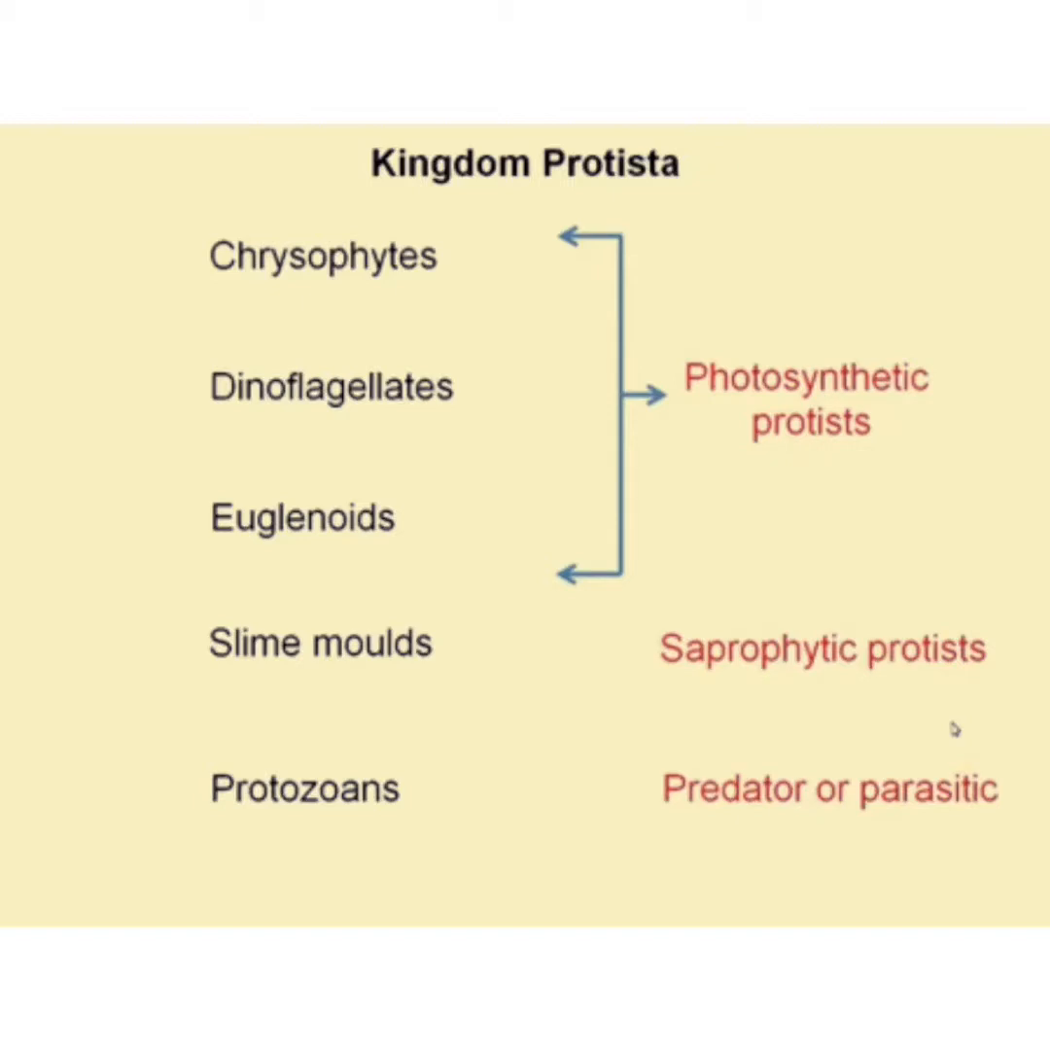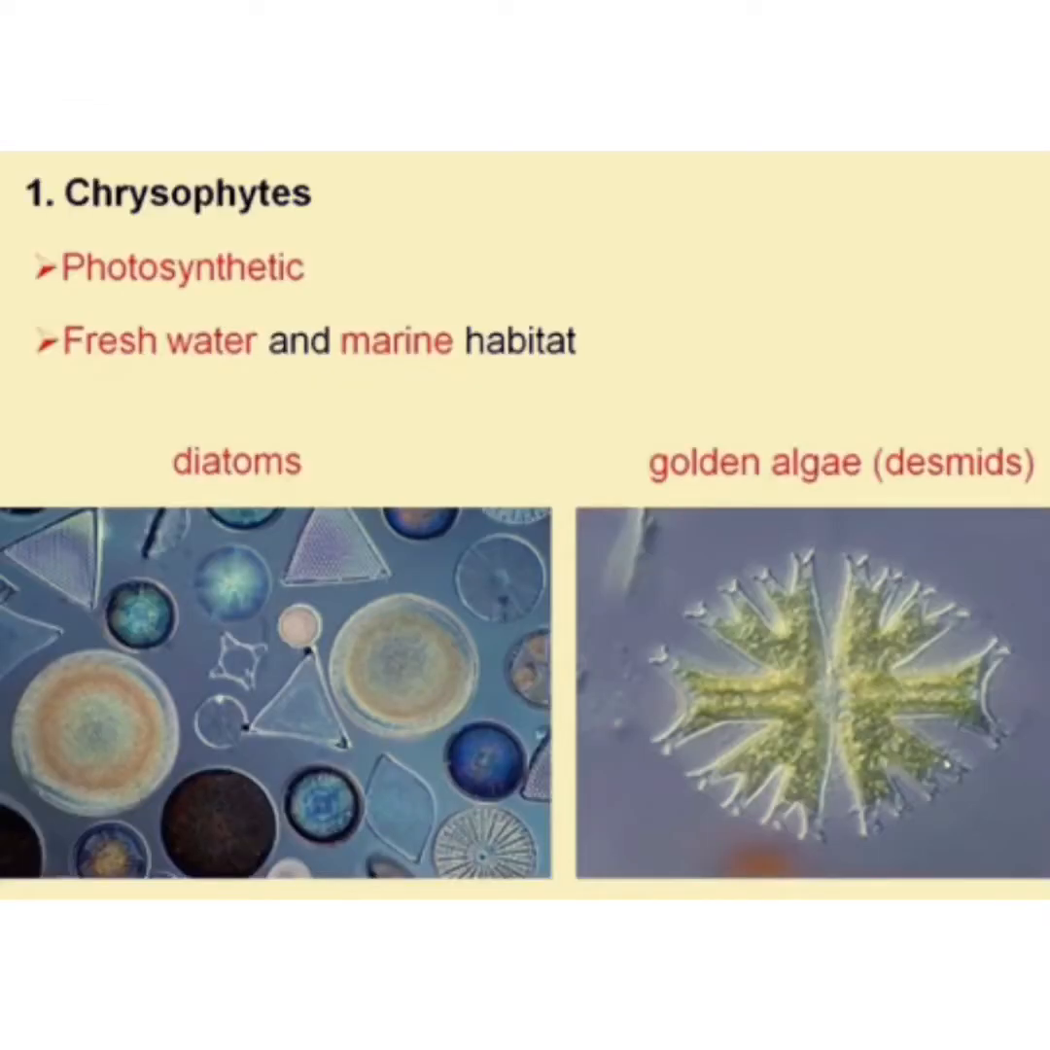Kingdom Protista is divided into 5 main groups: chrysophytes, dinoflagellates, euglenoids, slime molds and protozoans, out of which chrysophytes, dinoflagellates and euglenoids are photosynthetic protists, whereas slime molds and protozoans are saprophytic or predator or parasitic in nutrition. So the first group is chrysophytes.